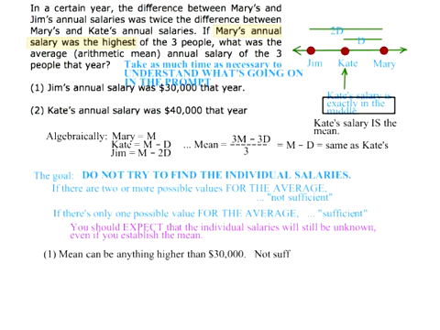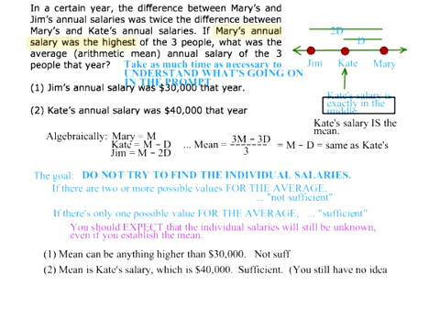So that's not sufficient. But statement 2, the mean is Kate's salary, which is 40,000. Sufficient. Notice that you still have absolutely no idea what the other two salaries are, because that's not the focus of the problem. You don't really care. But now, again, choice C in this problem is the trap.